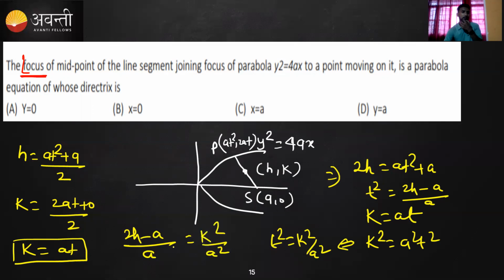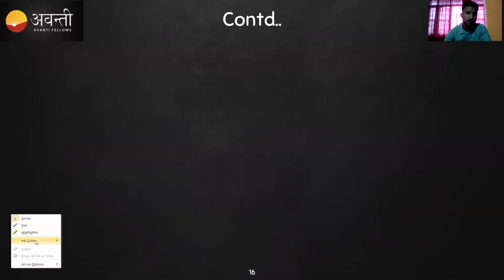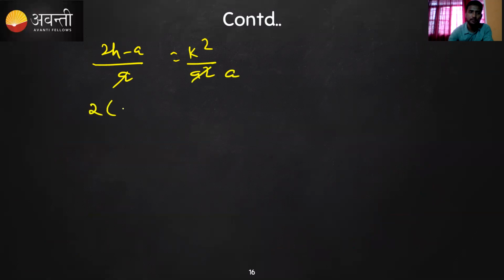Right guys? So from here what we can do now, so what we have got, this (2H minus A) divided by A is equal to K square by A square. Just cancel this and take this A to this side. So this is A, basically 2H minus A is equal to K square. So from here you can get these things.